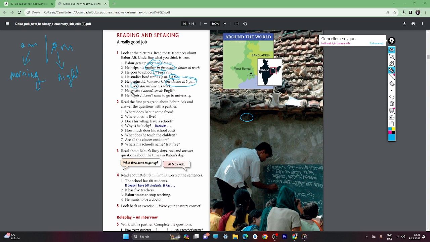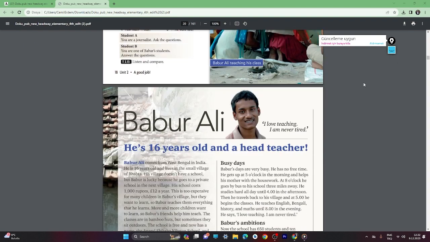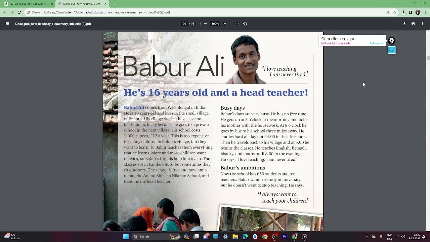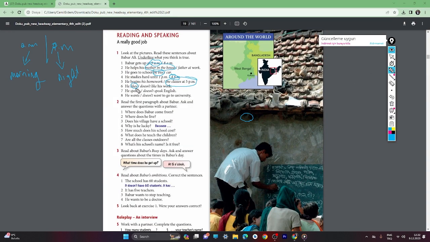He likes his work. He speaks English or he doesn't speak English? Let's read it again. If he teaches English, then he speaks English. So he speaks English. He wants to go to university. And this is the first practice. And let's go to the second practice. Read the first paragraph about Babur. Ask and answer the questions with a partner.